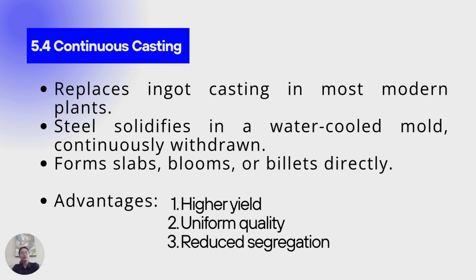Continuous casting revolutionized steel production by eliminating many drawbacks of ingot casting. Here, molten steel flows through a water-cooled copper mold, solidifies into a strand, and is continuously drawn downward while being cut to desired length. This process improves productivity, minimizes waste, and produces a more homogeneous structure. It's now the dominant casting method worldwide, ensuring better surface finish and less segregation compared to traditional ingots.